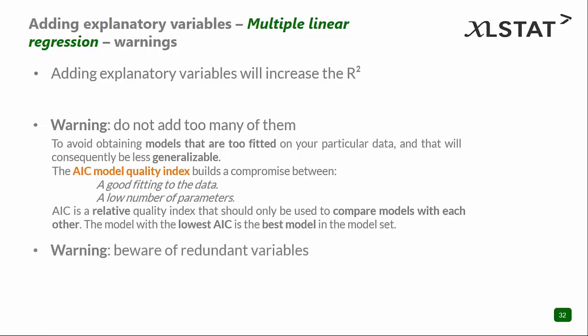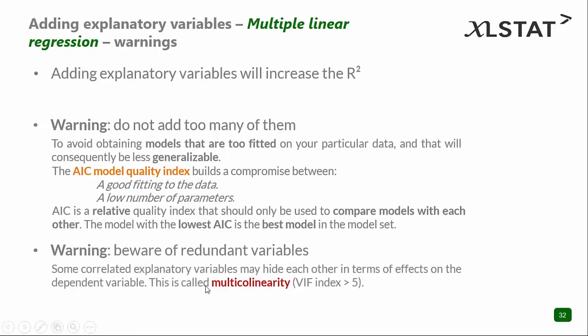Second warning, beware of redundant variables. Some correlated explanatory variables may hide each other in terms of the effects on the dependent variable, or in terms of the estimation of their coefficients or parameters. This is what we call multicollinearity. And multicollinearity can be diagnosed using indices such as the VIF, which is the variance inflation factor. Some authors say that if the VIF linked to one of the explanatory variables is higher than 5, then this variable is super redundant with the other variables.